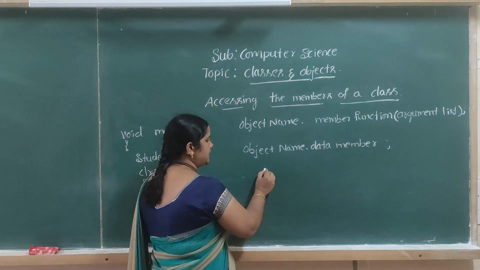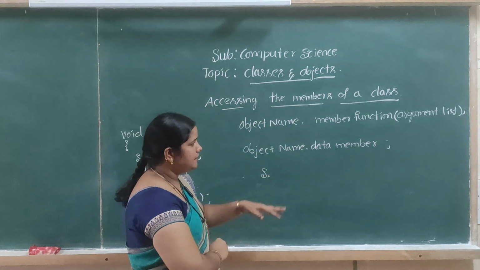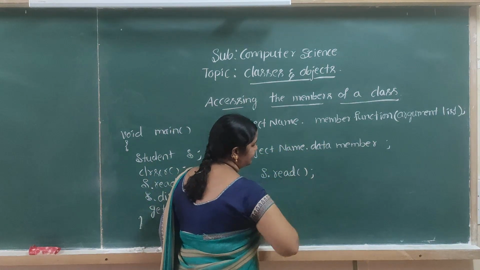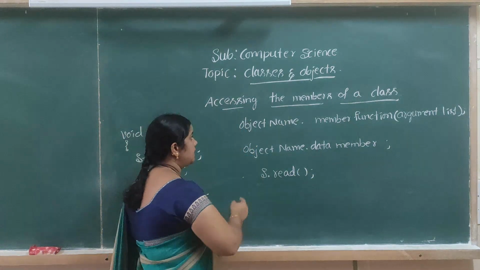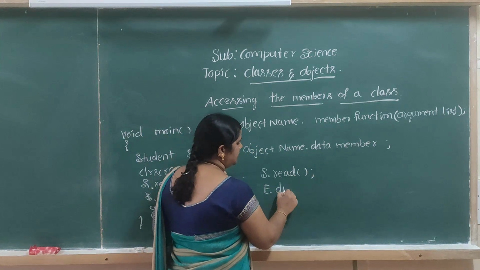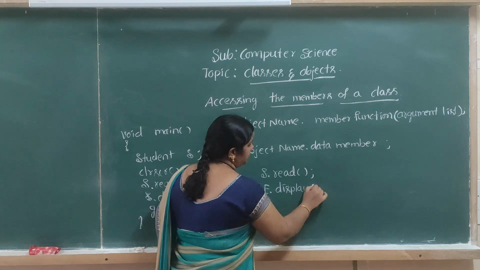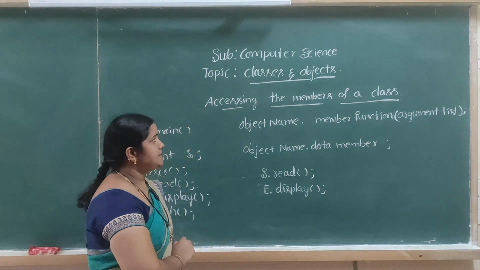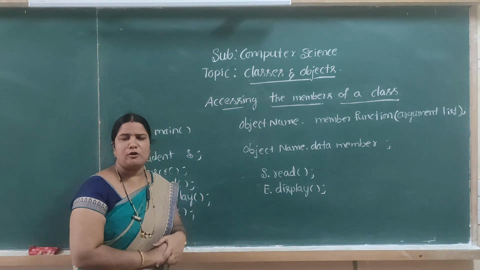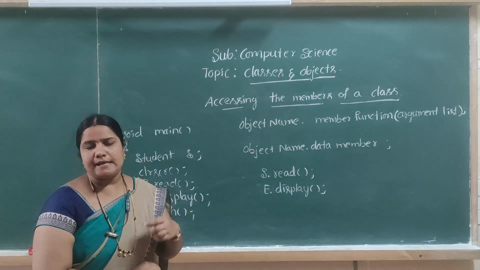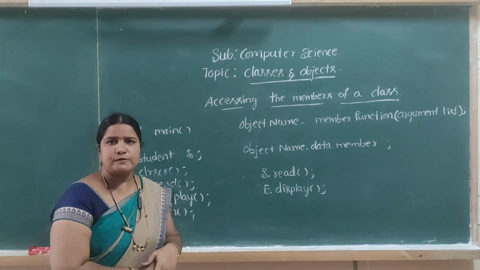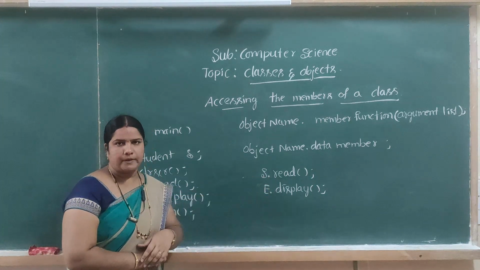For example, consider S as an object. We use the member function like read. That is one example of accessing the members of a class. Suppose we create an object E and call E dot display. That is also an example. We access members using the dot operator. One more question: which operator is used to access the members of a class? The dot operator.